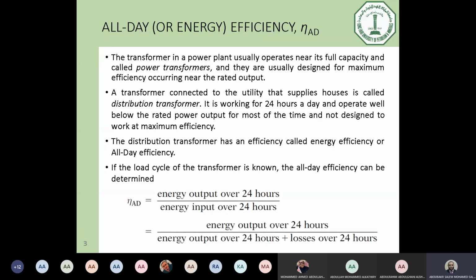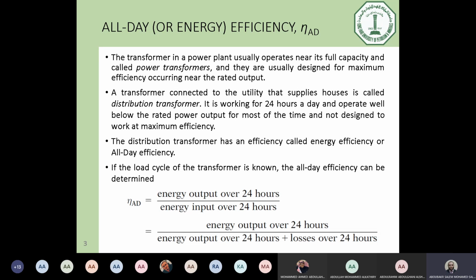And for the power station, all the time the transformer is designed to operate at maximum efficiency. However, this cannot be the case in distribution transformer because you cannot control the loads of the customers. For that, you cannot control the operation of this transformer at maximum efficiency. So when we calculate the efficiency for distribution transformer, we can make another definition which is called energy efficiency or all-day efficiency. So simply, what's the meaning of energy or all-day efficiency?